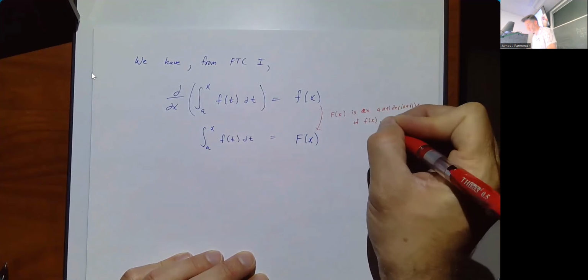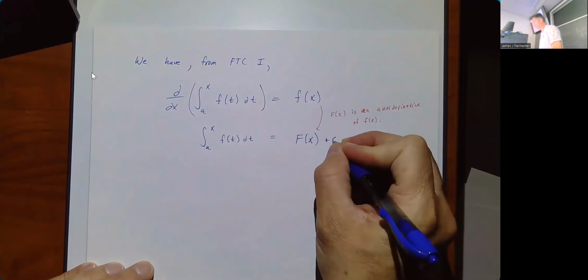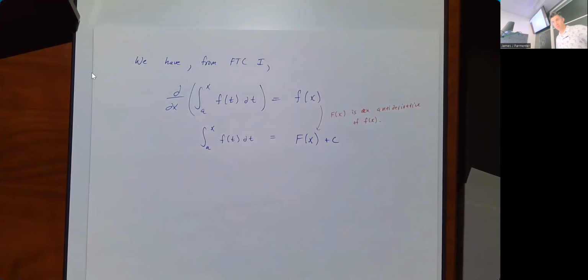And I explicitly use the word "an" because there are multiple antiderivatives. The antiderivative of 2x is x squared, or x squared plus 1, or x squared plus 7, or x squared plus any constant that you want. So we're going to tack on a constant here. Everyone good with this so far?